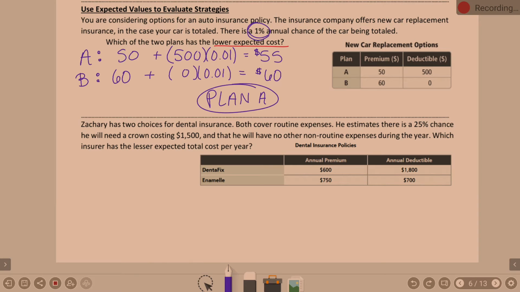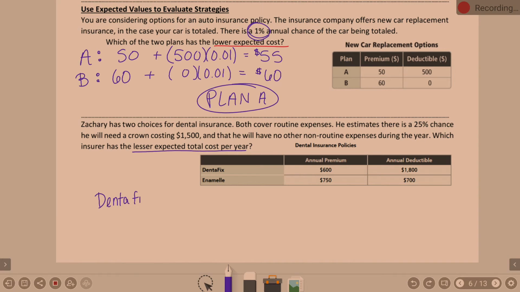In this case, Zach has two choices for dental insurance. Both cover routine expenses. So your basic cleanings and that type of stuff. He estimates there is a 25% chance he will need a crown that's going to cost $1,500. And he is expecting no other non-routine expenses during the year. Which insurer has the lesser expected total cost? Okay. Now, there's a slight catch on this one we have to consider.